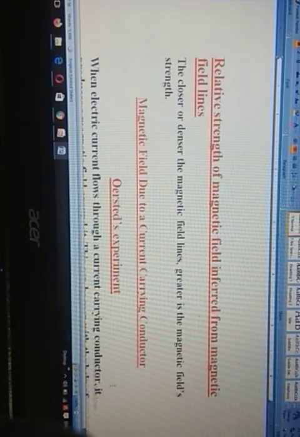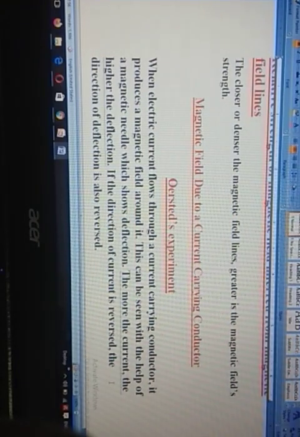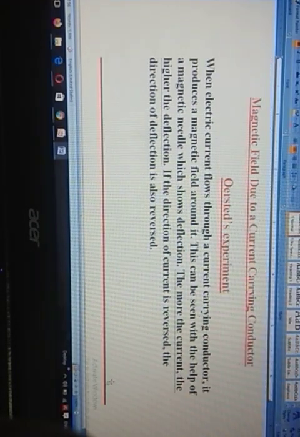We have to learn about the relative strength of a magnetic field, which is inferred from the magnetic field lines. Closer or denser magnetic field lines mean a greater magnetic field strength. We know that this magnetic field is also produced by a current carrying conductor. This can be shown by Oersted's experiment.